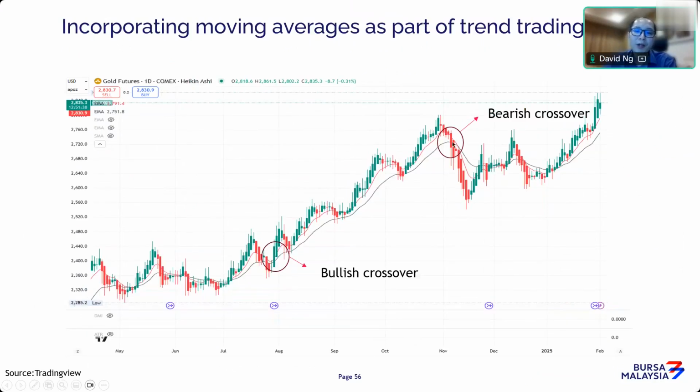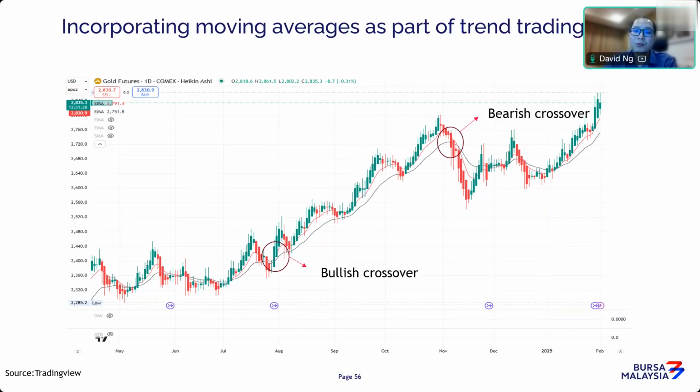Now, you can incorporate moving averages. Moving averages together with Heikin-Ashi can give you quite a good signal. You can use two moving averages of varying periods, one shorter term and one longer term. Crossovers are simple: whenever the shorter term crosses above the longer term, it's telling you the market is potentially going to go higher, a bullish phase. Vice versa, if the shorter term crosses below, it's telling you the market is potentially going lower.